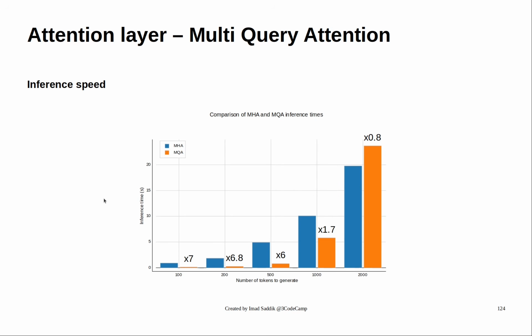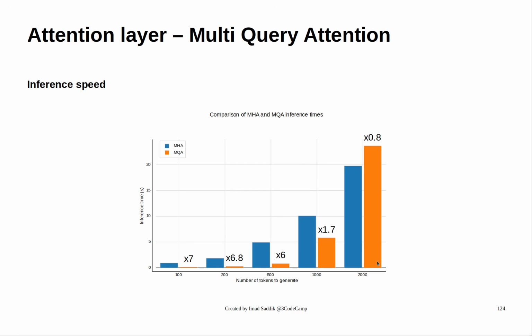I have also mentioned that MQA is faster in inference than MHA, and here is the diagram that I have tried to create in order to illustrate this. You can see that here we have on the x-axis the number of tokens to generate. So I have tried to generate 100 tokens up to 2000 tokens for MHA and MQA. And here on the y-axis, we have the inference speed or the inference time in seconds. You can see that MQA is 7 times faster than MHA when generating 100 to 200 tokens.